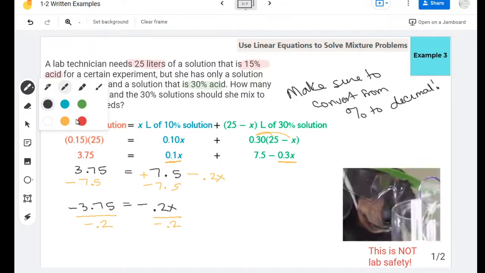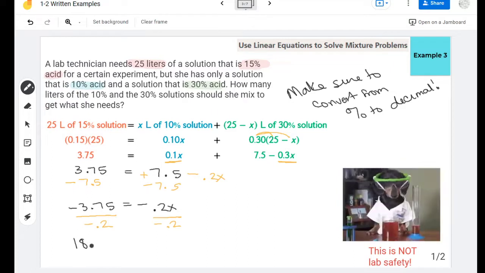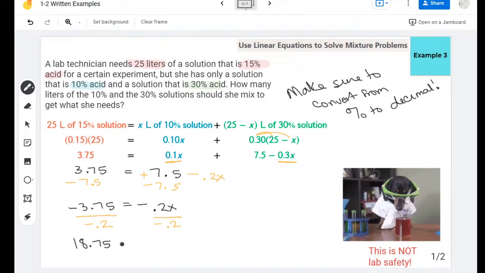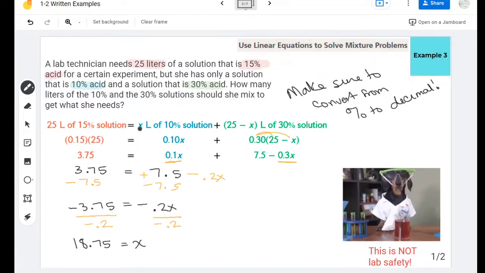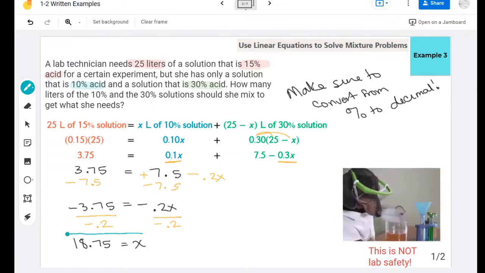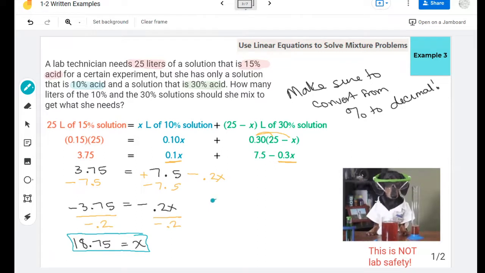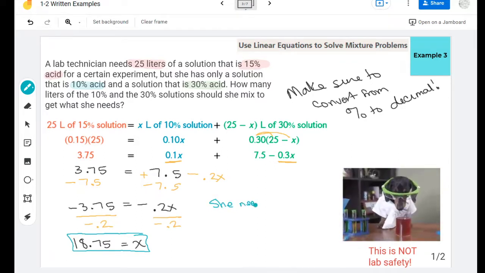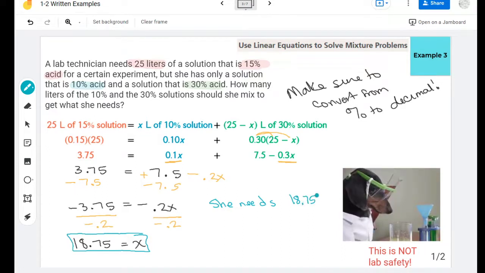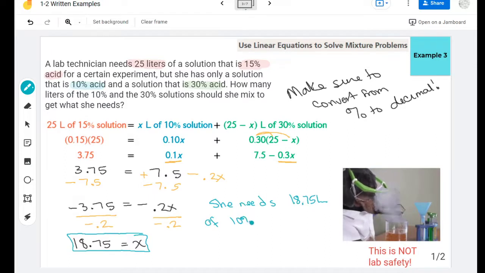Okay, so when I do that, I get 18.75 for my value for x. So remember that x here is describing the liters of 10% solution. So I would say she needs 18.75 liters, with a capital L, of 10% solution.